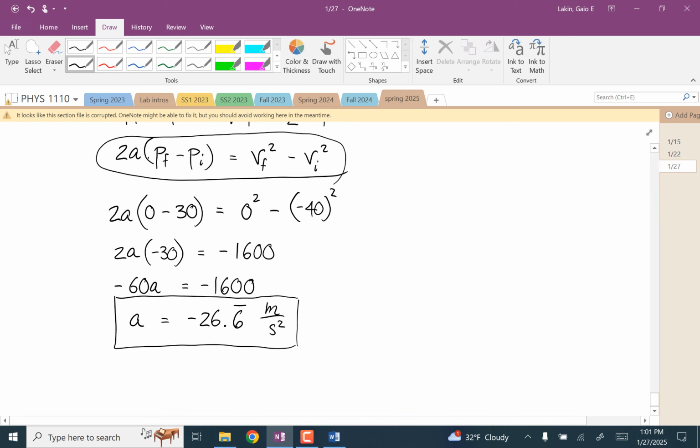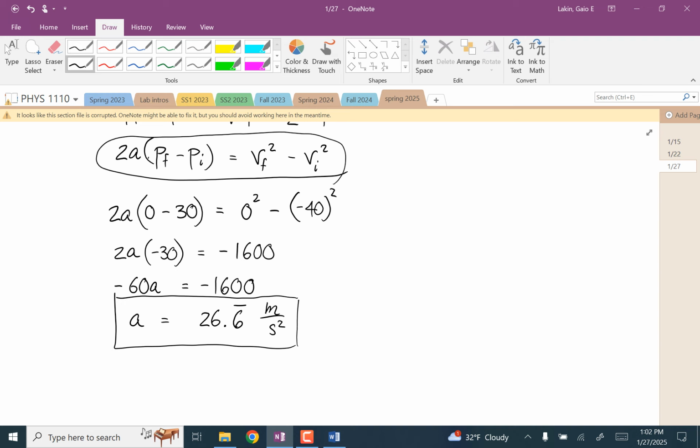That's a huge acceleration. I don't really know if tires would hold onto the road that well, but yes. Thank you. Positive. Thank you. Anybody have any questions about that?